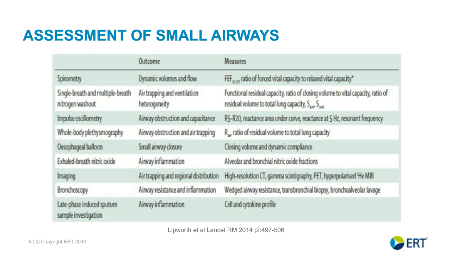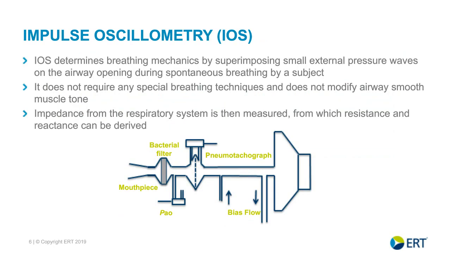So without further ado, what is impulse oscillometry and how do you do it? Well, oscillometry is actually part of a global technique known as the forced oscillation technique, or FOT. And impulse oscillometry is one of the methods of the forced oscillation technique, to be precise.